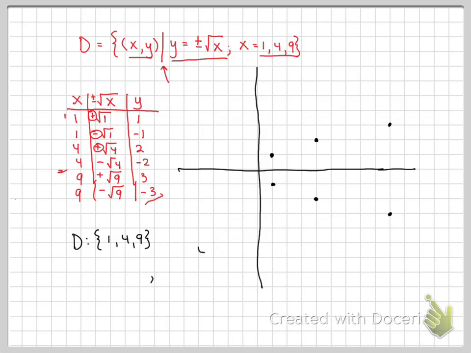Okay? Then we can also state the range. Okay? No repeats. The lowest y value is down here at negative 3. Then we jump up to negative 2. Then negative 1. Then positive 1. Positive 2, and positive 3. Okay? And it is not a function because it shares x values. It doesn't matter if it shares y values, but it does matter if it shares x values, and it does. It shares 1, 4, and 9.